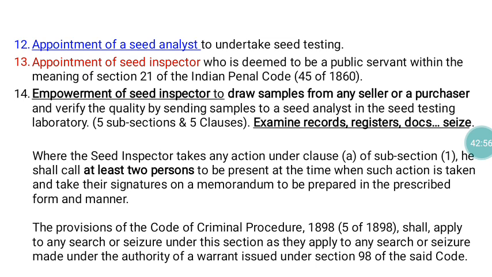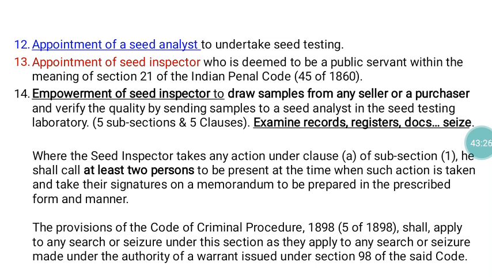If the seed inspector is going to take any action against a seed seller, the inspector needs to ensure the presence of two witnesses. Apart from that, they have to prepare a memorandum; there are some forms, like form 6, form 7, form 4. In that they have to get the signature of the two persons. That is very, very important.